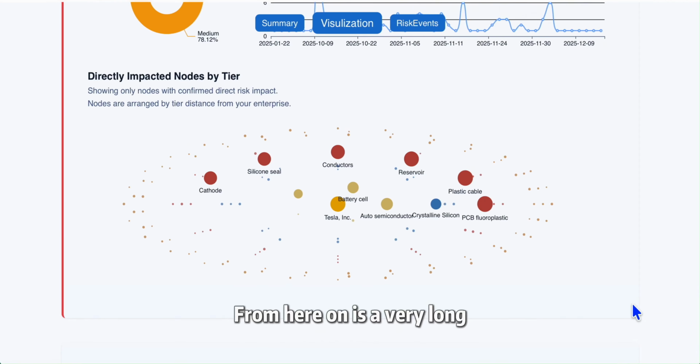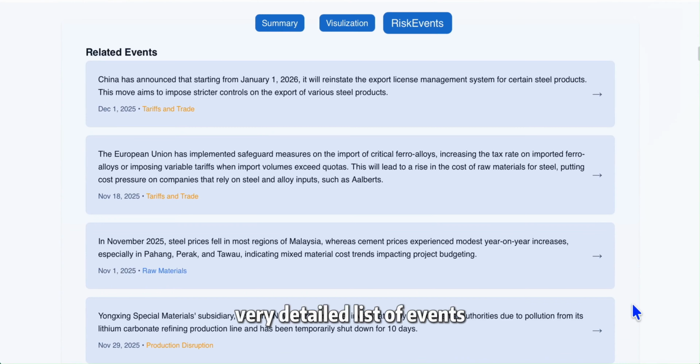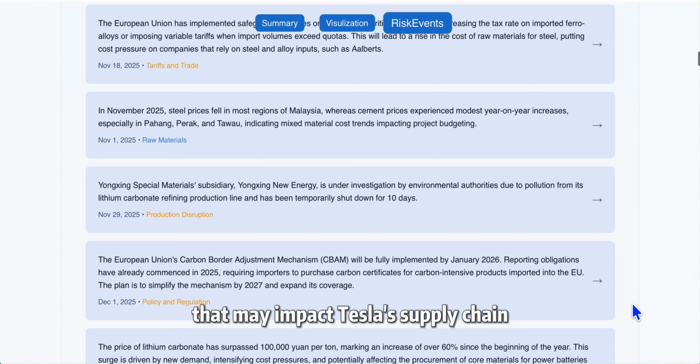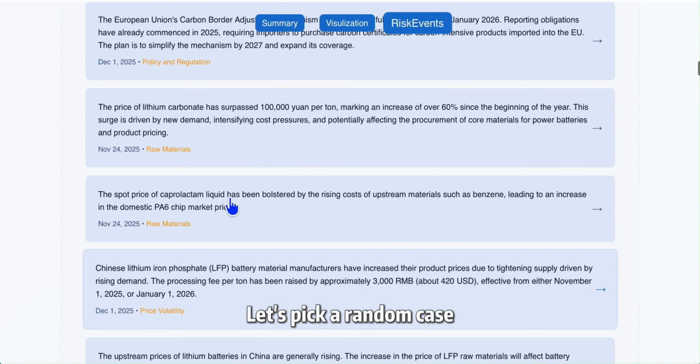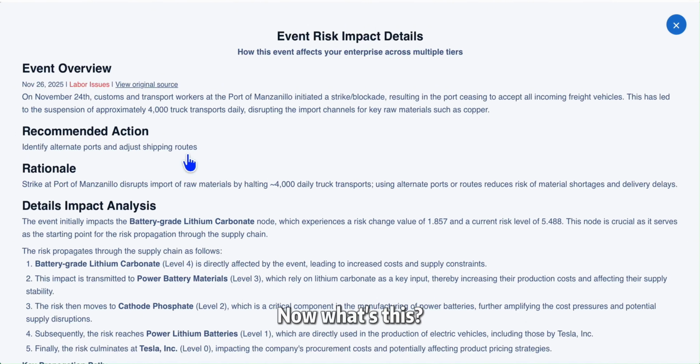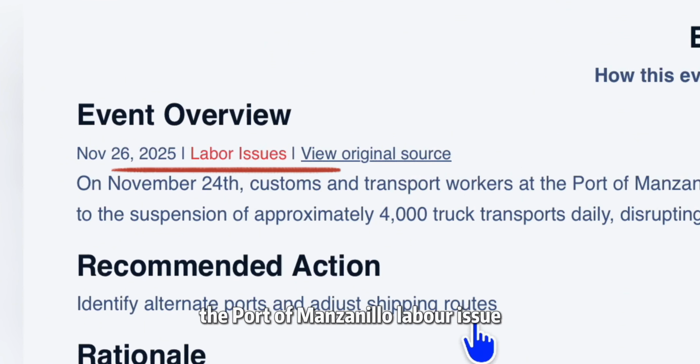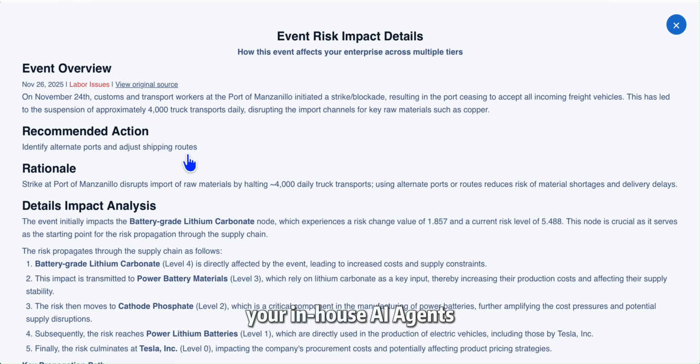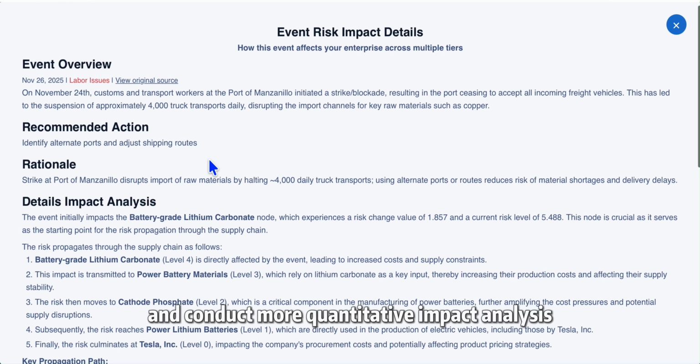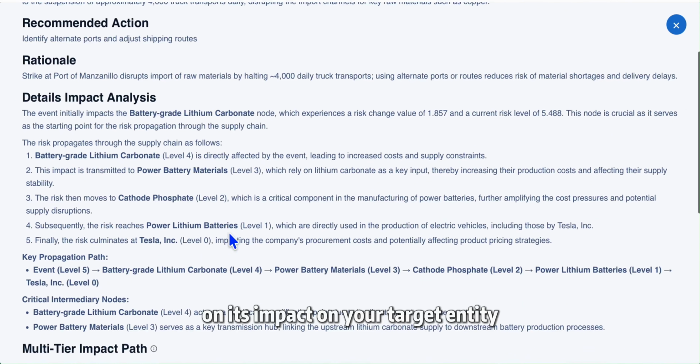From here on is a very long, very detailed list of events that may impact Tesla's supply chain. Let's pick a random case. Now, what's this? Oh, we're back to the Mexico risk event, the Port of Manzanillo labor issue. Here you, or better, your in-house AI agents, could read through the event details and conduct more quantitative impact analysis on its impact on your target entity.